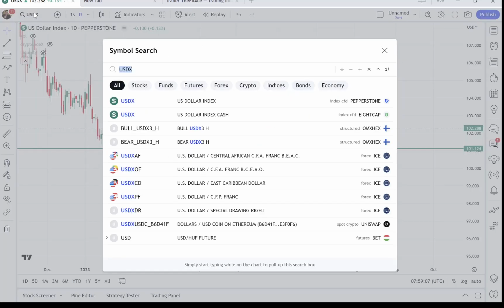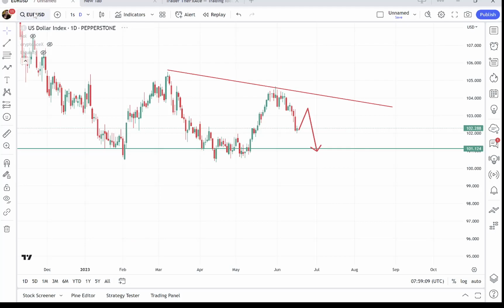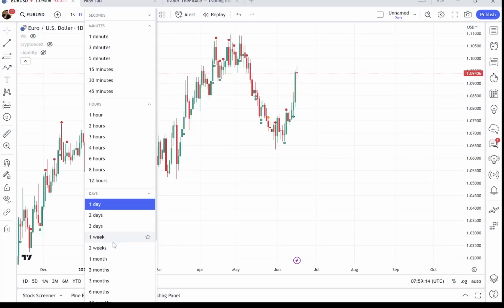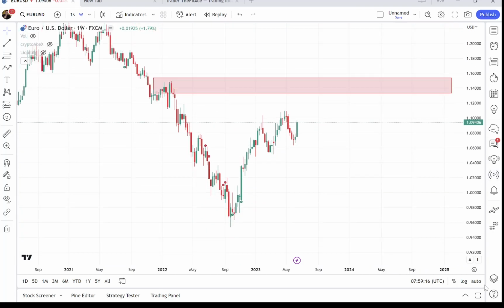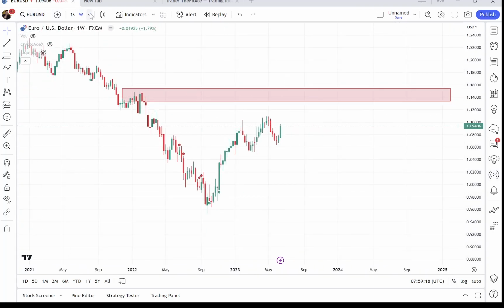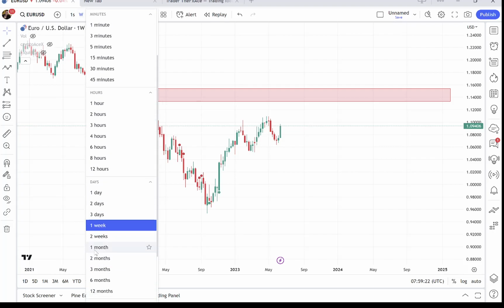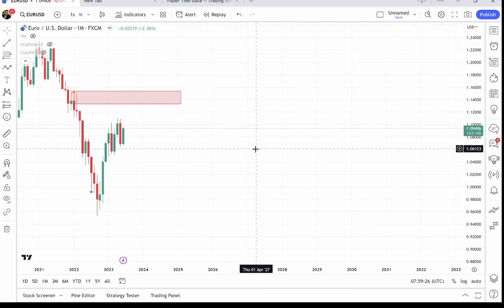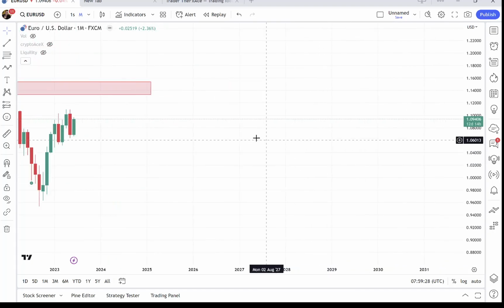Right, let's look at the EUR/USD. Huge week last week on this pair. If we zoom out to the monthly charts.